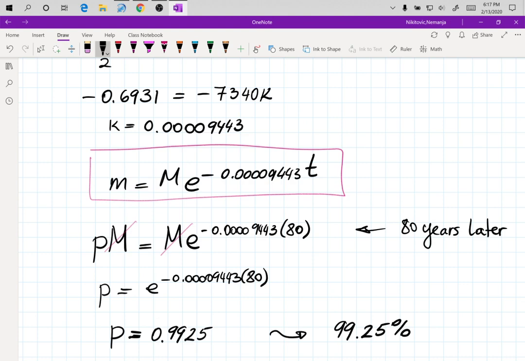So after 80 years of decay, how much thorium is still on their teeth? Everything. Everything is still there. You see that? These are the most beautiful courses, right?